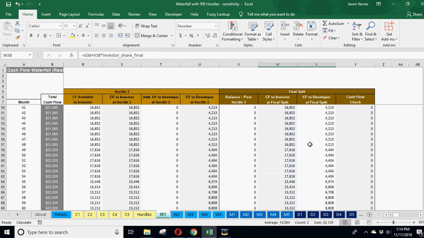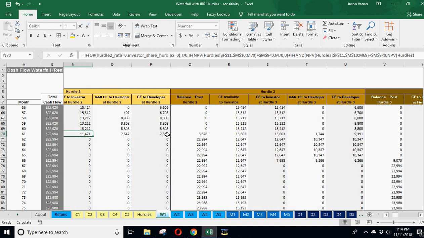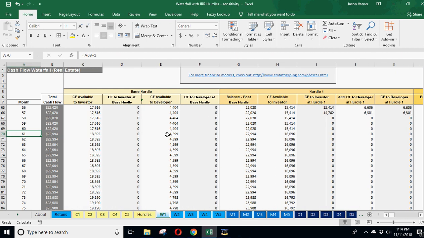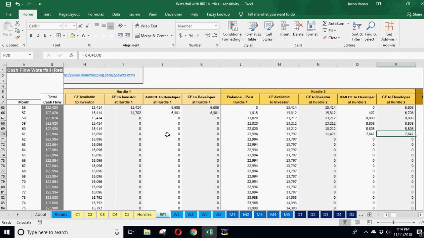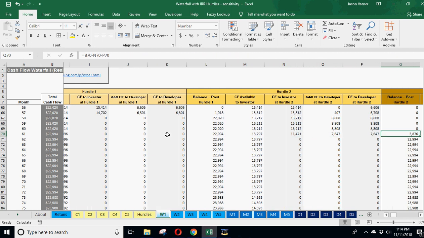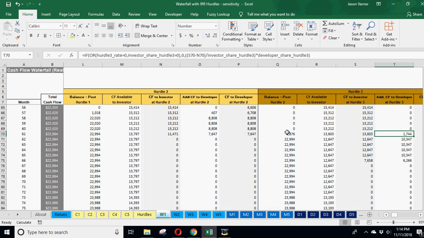So when we switch, let's see, there's a switch. So this is when we're in the next tier. You can see there's obviously nothing being split at the base rate. The investors, nothing's being split at hurdle 1, so we're past that. And you can see hurdle 2 is what's being applied here. So some of this cash flow is hurdle 2, and some of it is hurdle 3. You can see there's a balance here, 3,800 after this has been split.